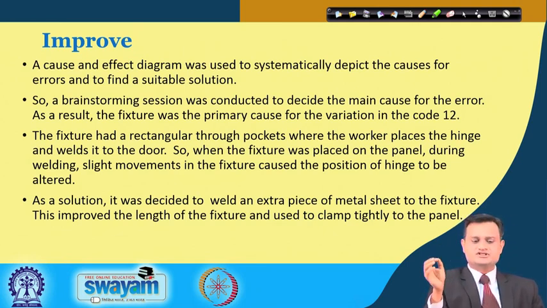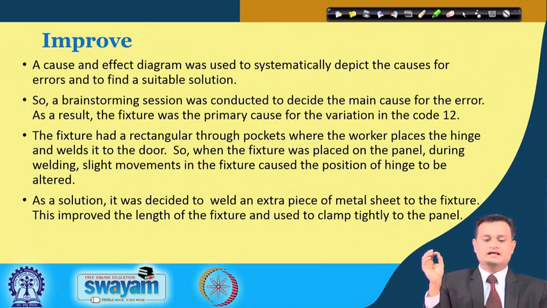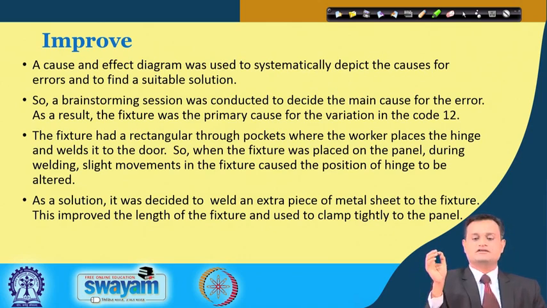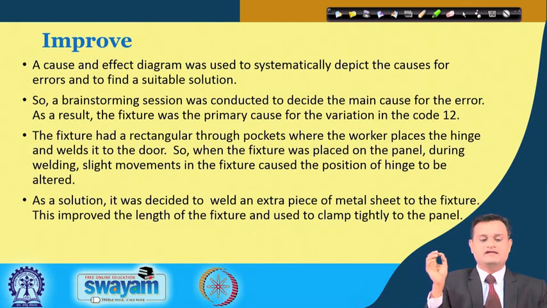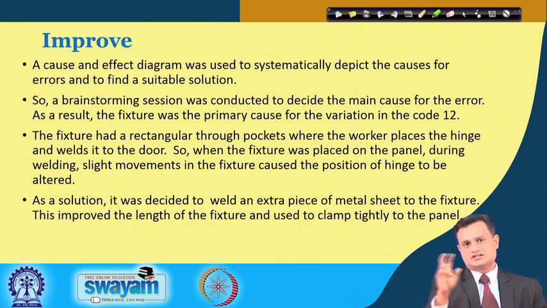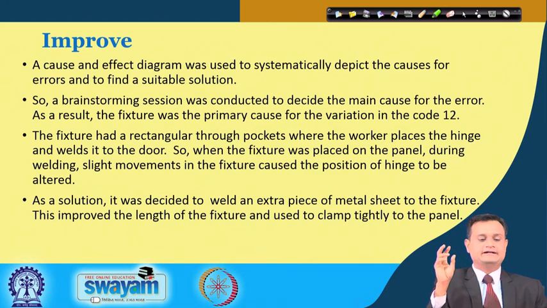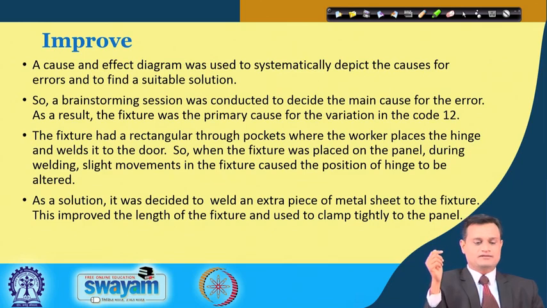problem. The fixture had rectangular through pockets where the worker places the hinge and welds it to the door. So this was the situation of the fixture, and when the fixture was placed on the panel during welding, slight movement in the fixture caused the position of the hinge to be altered. So you see that somewhere there was a locational problem, that where you are placing the fixture and what it does with the movement, the hand movement of the welder, and this creates the problem.